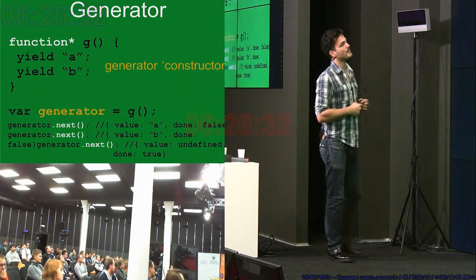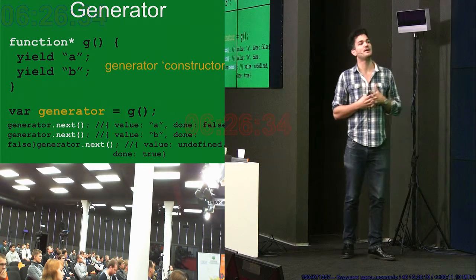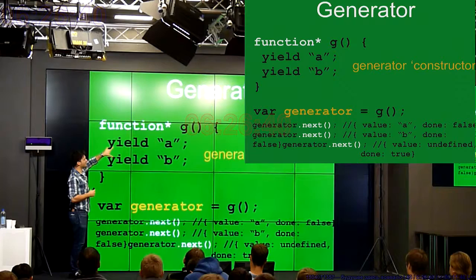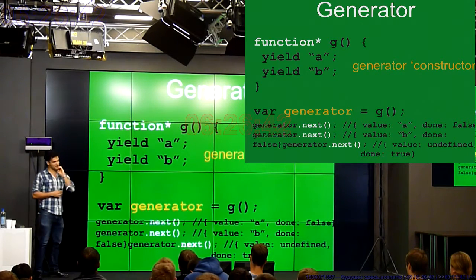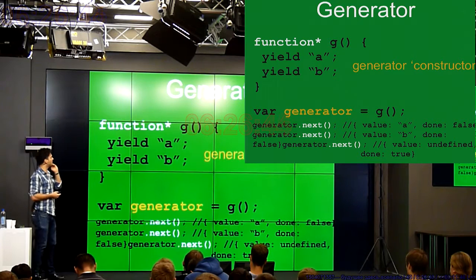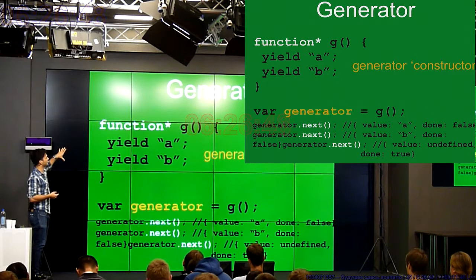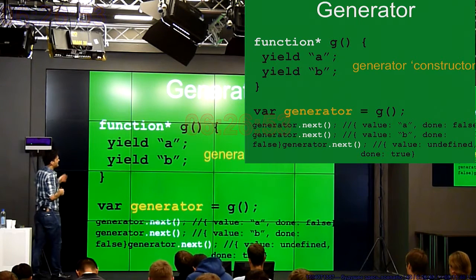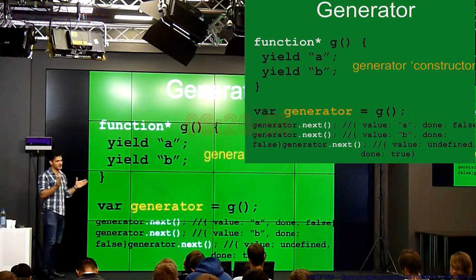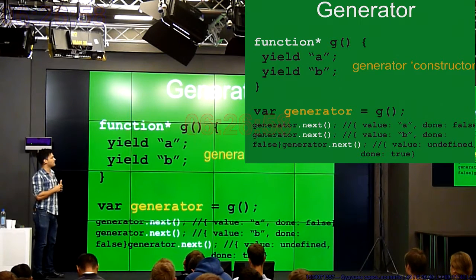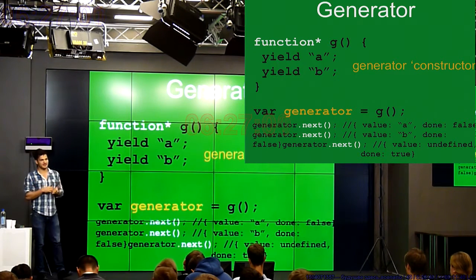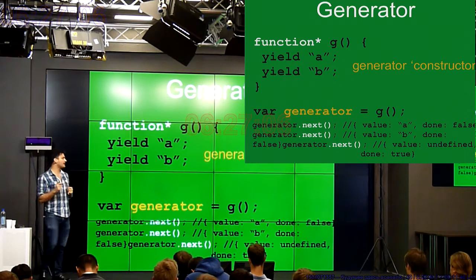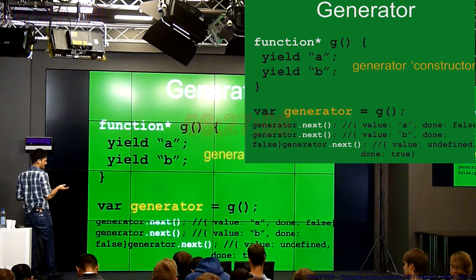So first of all, what defines a generator is the star. So you have function and star. When you see this kind of signature, it means you're dealing with a generator. This signature defines a generator constructor. And then if you invoke this generator constructor, you get your generator object. Now, as I said before, a generator is a type of iterator. So an iterator has a next method, so you can apply a next method on the generator.